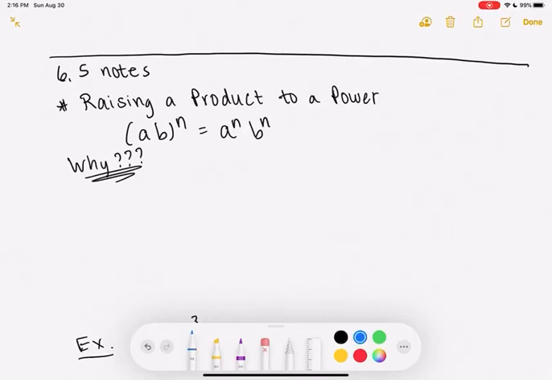What that means is a product is when you multiply two things together. So in any product that you have, where you are raising that product to a power, meaning your exponent, the rule says all you have to do is just pop that exponent in and apply it to each of the parts of the product, okay, each of the factors.